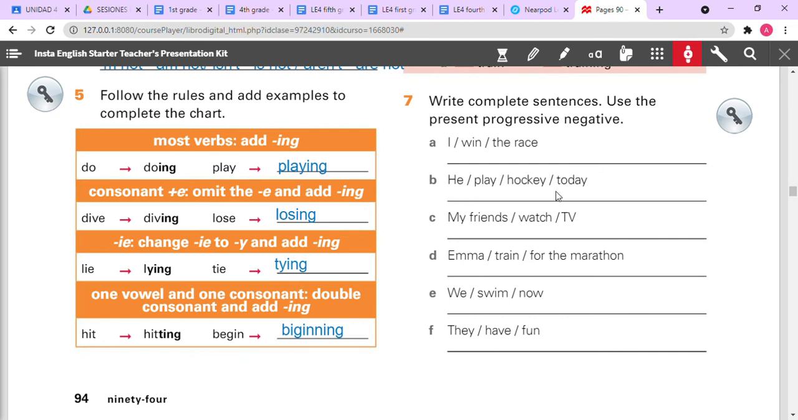He played hockey today. Exactly. He is playing hockey today. My friends watch TV. My friends aren't watching TV. I'm sorry, that one was negative. No, I am not winning the race. He isn't playing hockey today. My friends aren't watching TV. Emma trained for the marathon. Emma isn't training for the marathon. We swim now. We aren't swimming now. They have fun. They aren't having fun.